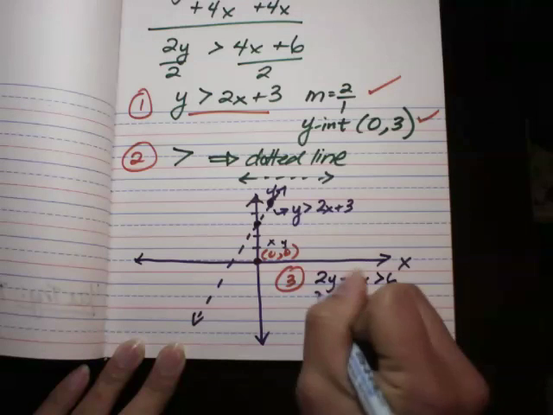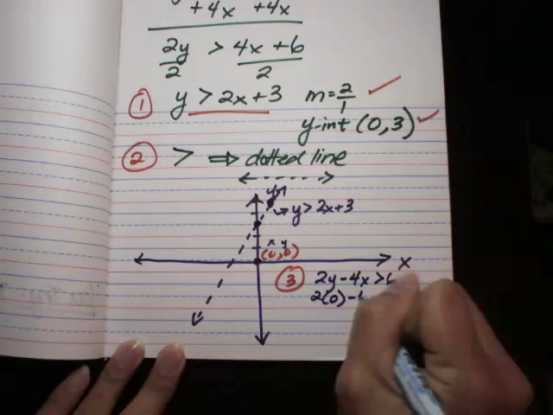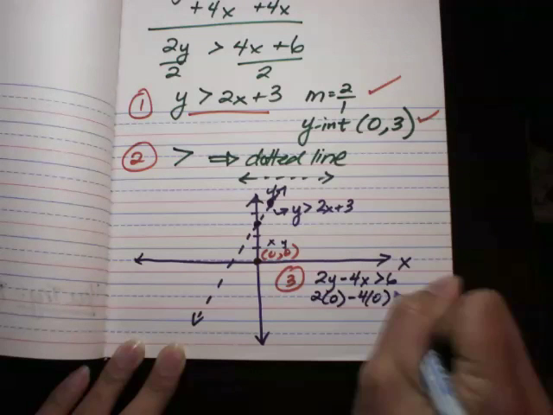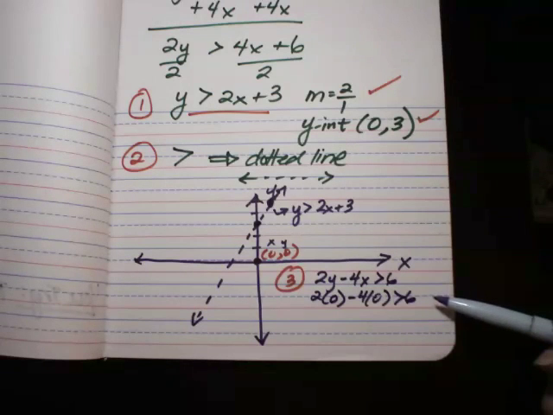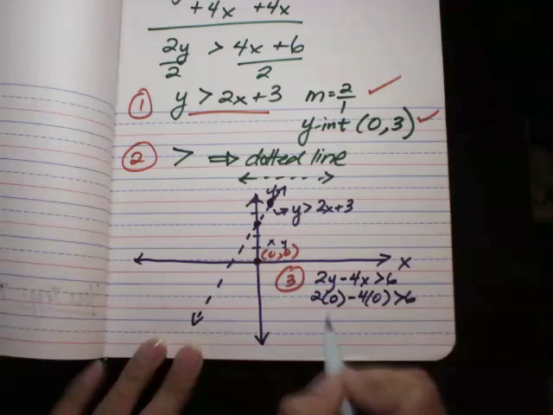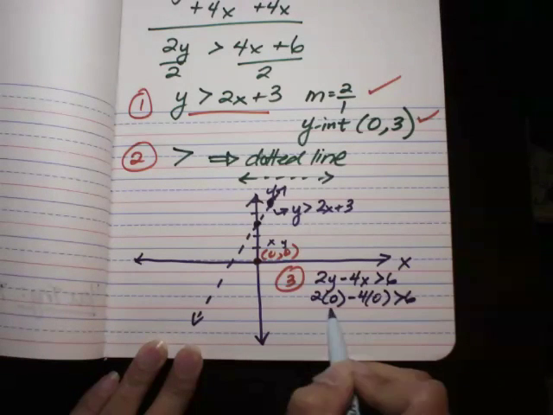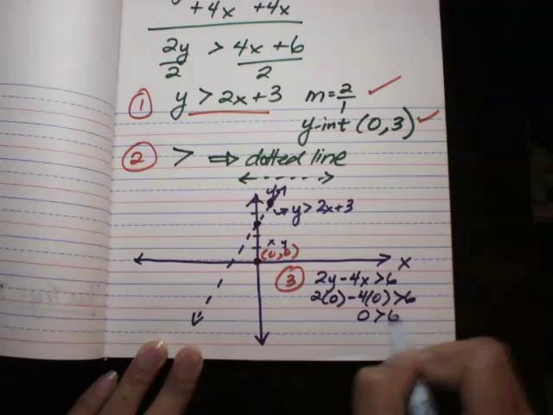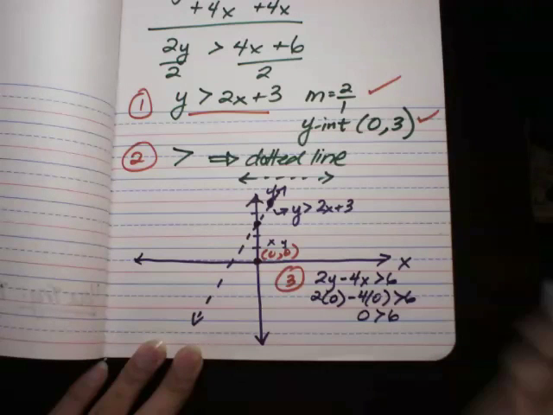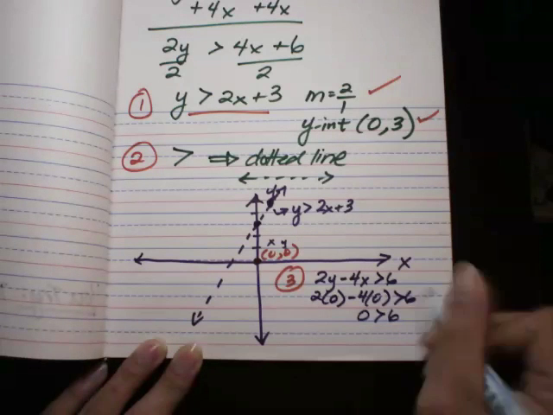So we're going to plug in 0 for y, 0 for x, and what we're testing for is to see if this is a possible solution, if this would make this inequality a true statement. So 0 times any number is 0, 0 minus 0 is 0, so 0 is greater than 6. Is 0 greater than 6? Absolutely not.